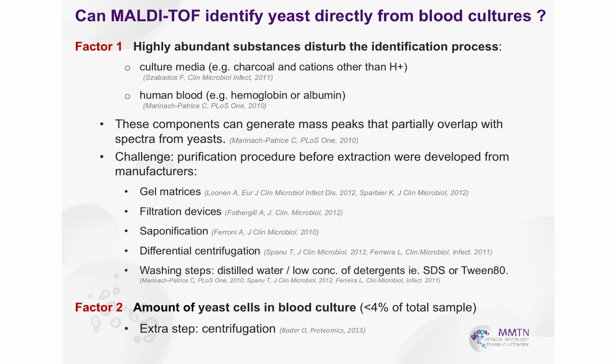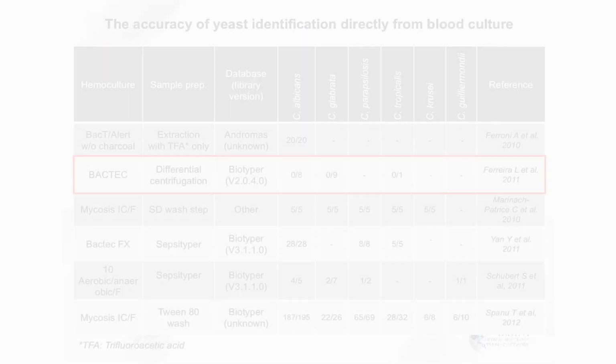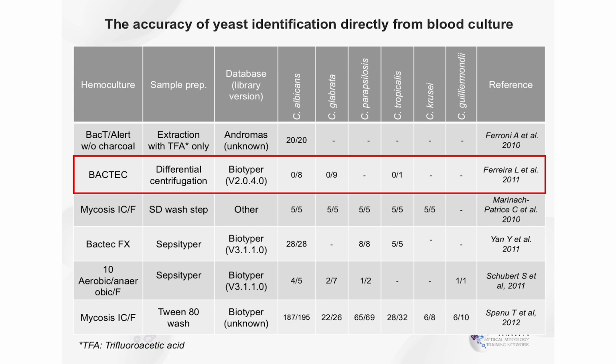The second factor is the amount of yeast. If you do not have enough yeast or organism in the blood culture, how can you identify them? How can you extract enough protein for the analysis? So they need an extra step using centrifugation. Yeah, so they try to develop more and more. And this is after this study.